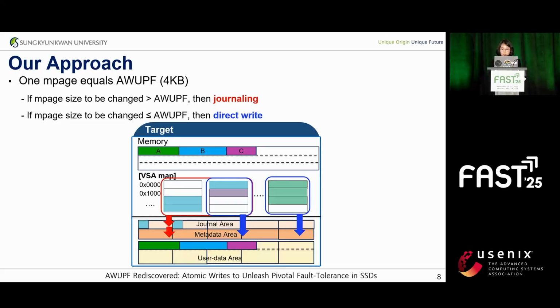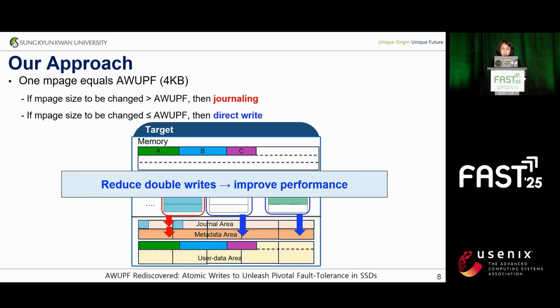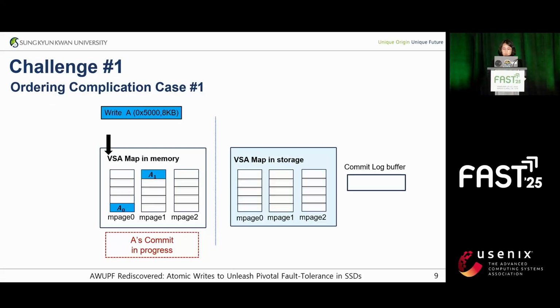As a result, previously all 3 M pages required double write due to journaling, but with our approach, only one M page requires a double write. This significantly reduces journaling overhead and improves write performance by minimizing unnecessary double writes. While AWUPF enables direct write to metadata, applying both direct write and journaling to the same M page can lead to consistency issues. The figure below illustrates how the VSMap in memory and storage is updated during a write operation.